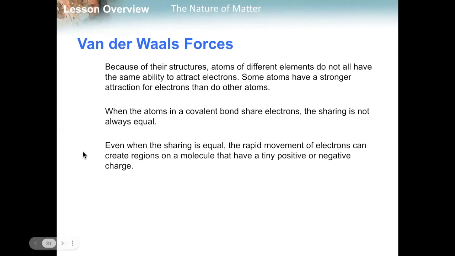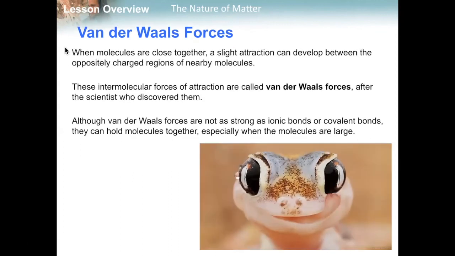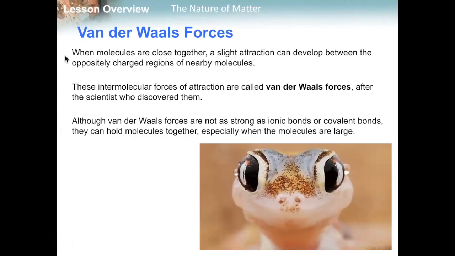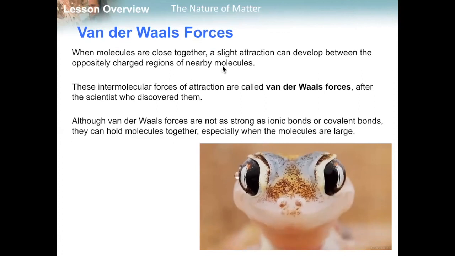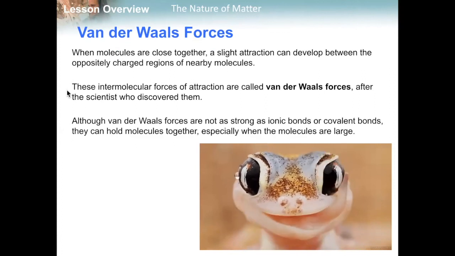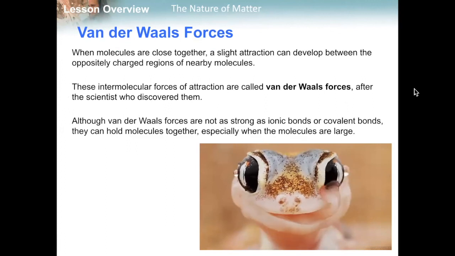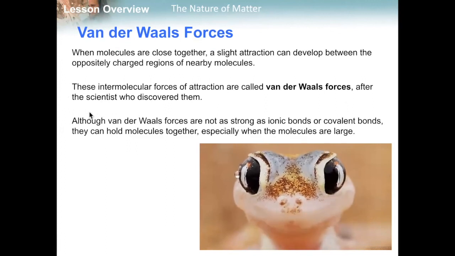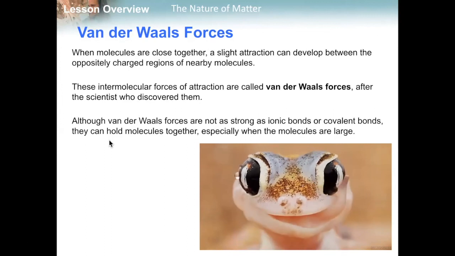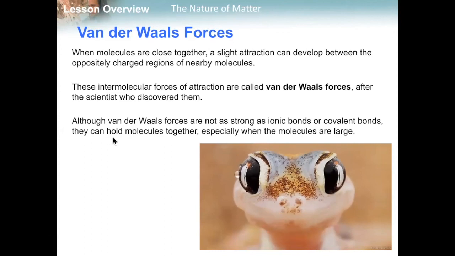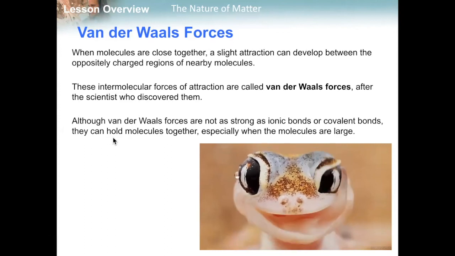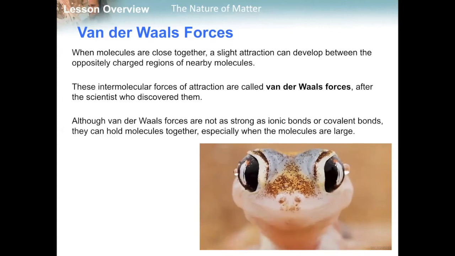Even when the sharing is equal, the rapid movement of electrons can create regions of molecules that have tiny positive or negative charge. When the molecules are close together, a strong attraction can develop between the oppositely charged regions of nearby molecules. These intermolecular forces of attraction are called van der Waals forces, after the scientist who discovered them. Although van der Waals forces are not as strong as ionic bonds and covalent bonds, they can hold molecules together, especially when the molecules are large, and the gecko will show us how.